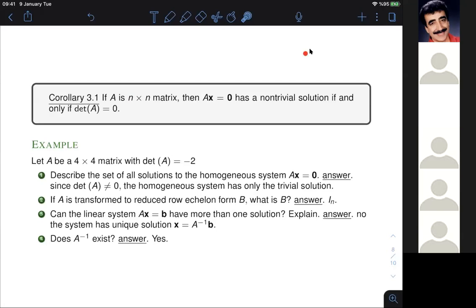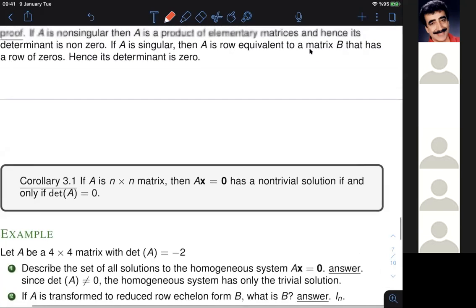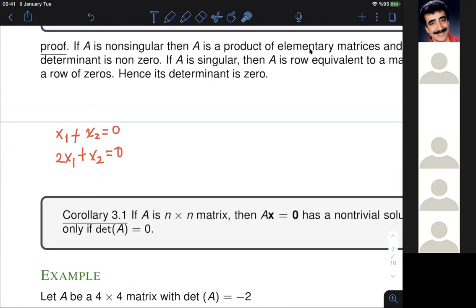So what does this mean? Let me give some examples. Let's look at the 2 by 2 case. Suppose x1 plus x2 equals 0 and 2x1 plus x2 equals 0. This is an equation of the type Ax equals 0. The question is: does this system of linear equations have a non-trivial solution, or does it have only the trivial solution, which is 0, 0?